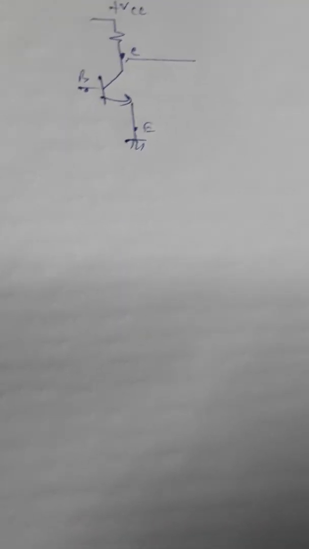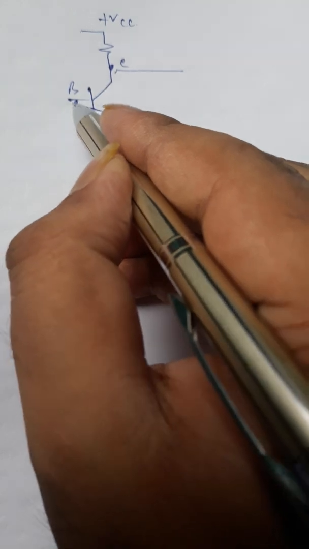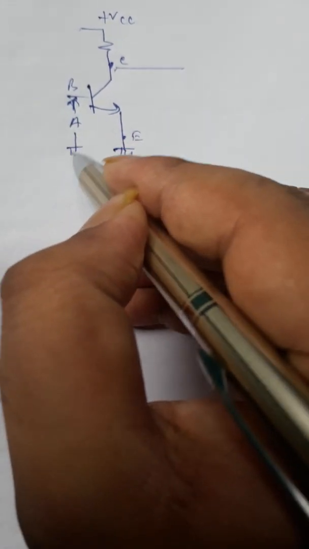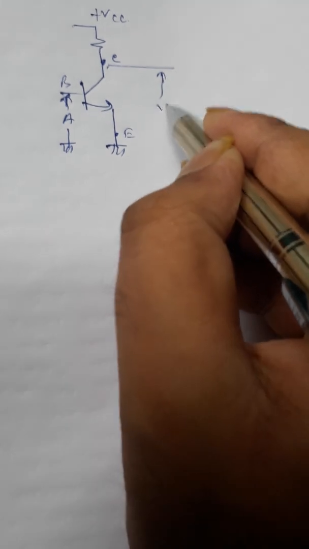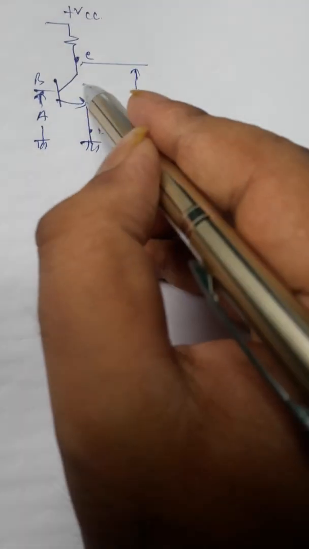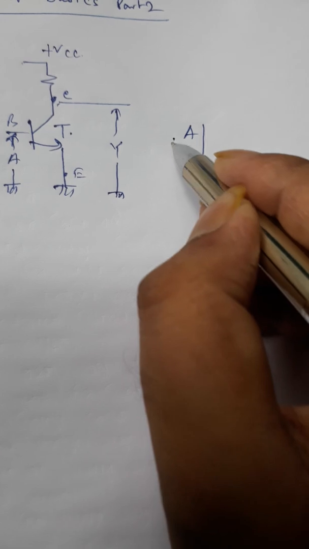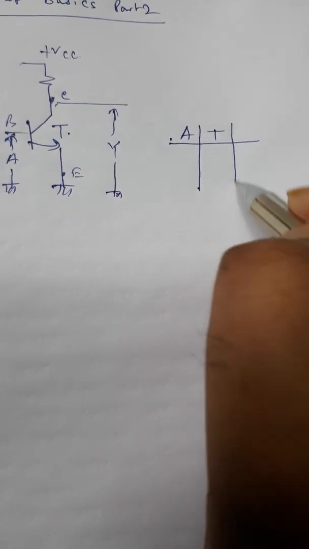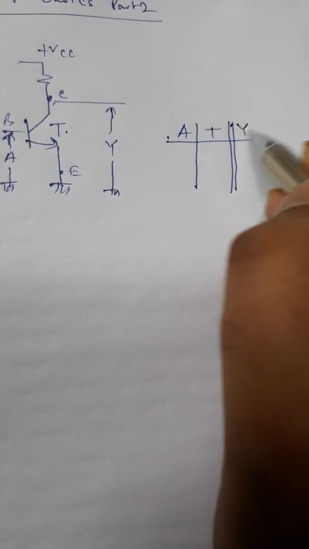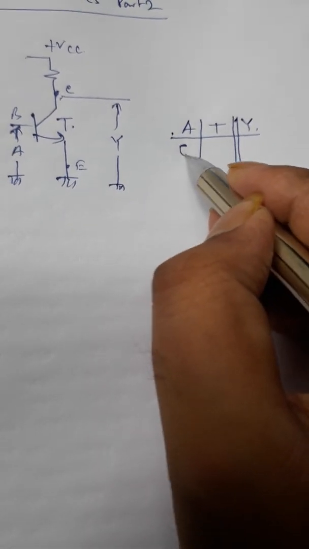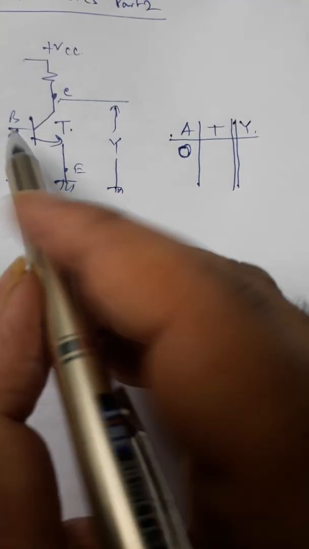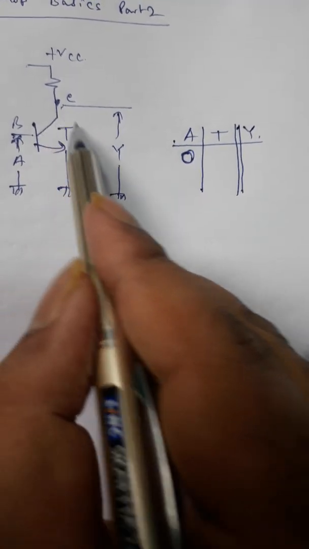Fine. And if we take the output from the collector, what do we observe? Now see, suppose here we are giving A as input and taking Y as output. Now this is transistor T. Now let us make the operational table. A is the input and it is given to the transistor, and Y is the output. Now suppose we give 0 input, then what will happen? With a 0 input, this transistor will be off.